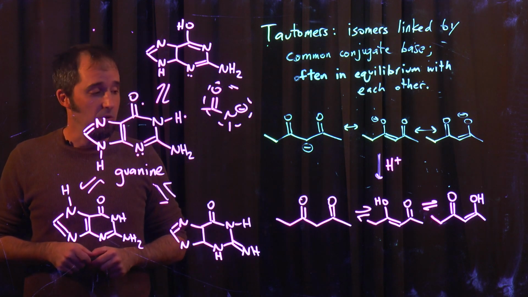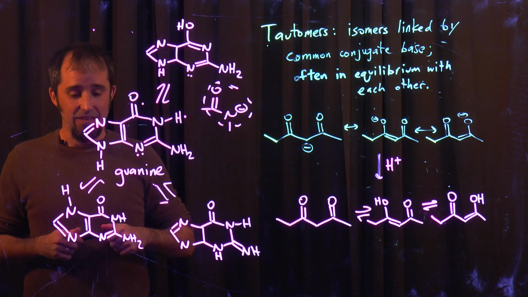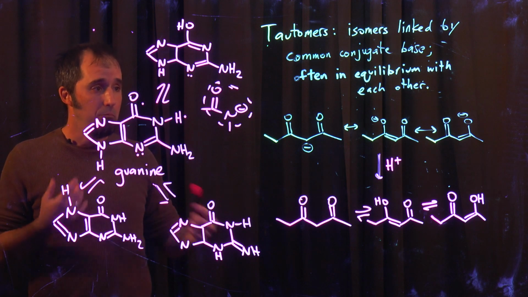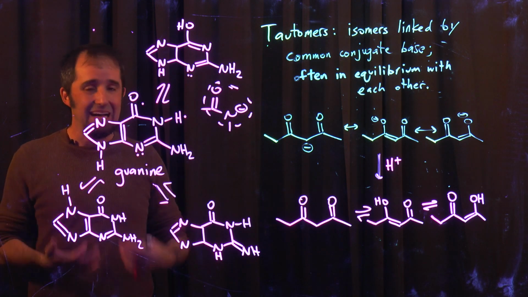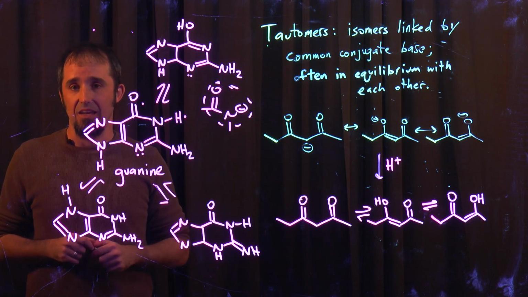But this is what a tautomer is. It is an isomer. I'm moving atoms around, right? So no resonance arrow, equilibrium arrow, moving atoms around. But they generally are drawn from a common conjugate base. And they often can go back and forth, particularly in aqueous solution.